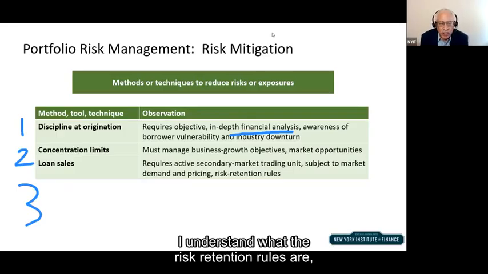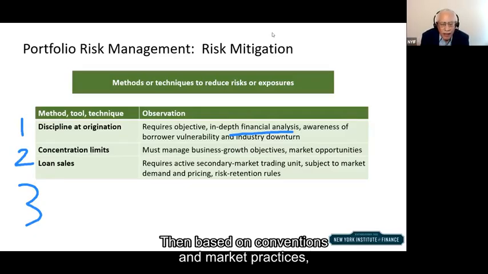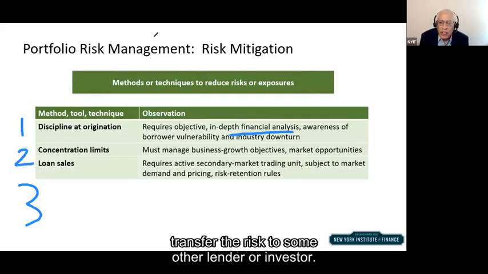So I understand what the risk retention rules are, but if there is a viable and very active market, I make that loan to a Merck or a Tesla, and then based on conventions and market practices, I can consider selling off portions of that loan, transferring the risk to some other lender or investor.